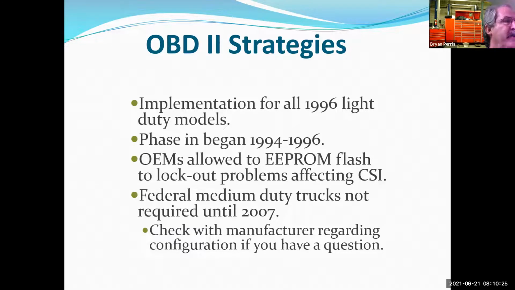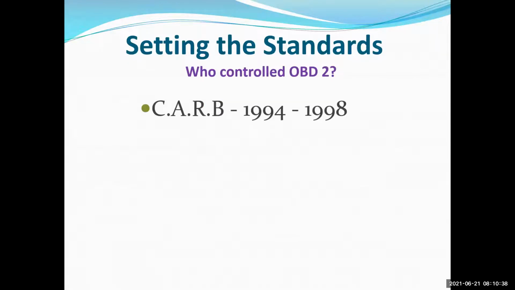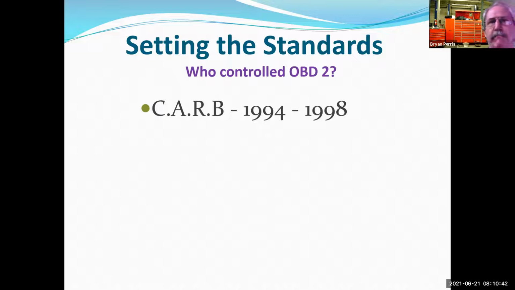So check with manufacturer regarding configuration if you have a question. So the first place I would want to look would be my underhood emission label, because that'll tell me if a vehicle is OBD2 certified. So who controlled OBD2? Well, California Air Resources Board did from 94 to 98. Remember, OBD1 is a California certification. So it made sense that OBD2 would be a California certification.